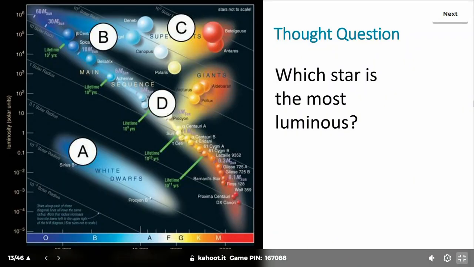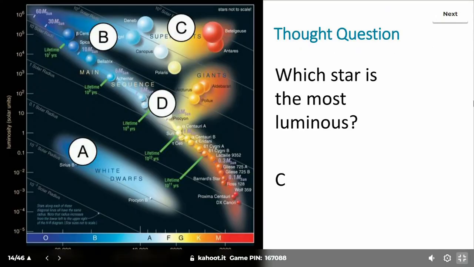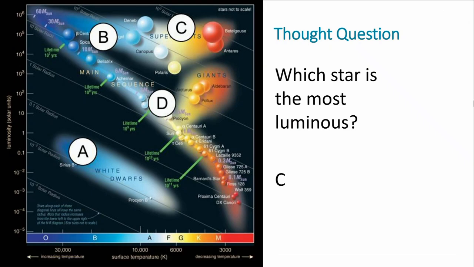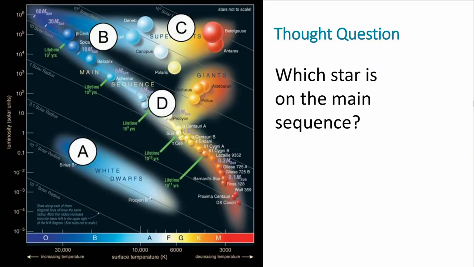Okay, then which star is the most luminous, or which star has the highest luminosity? Yeah, so luminosity is the y-axis, so you want the one that's highest up on the graph, and so that would be C. So C is the most luminous, and then it would be B, then D, then A. Okay, which of these options is on the main sequence? Yeah, D. So the main sequence is this diagonal strip of stars, and D is the only one that's on the diagonal.